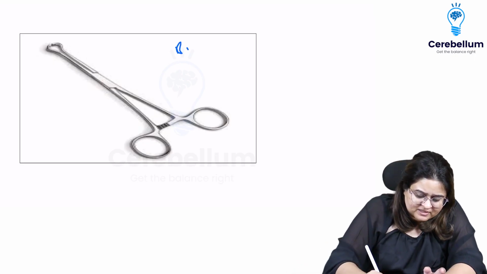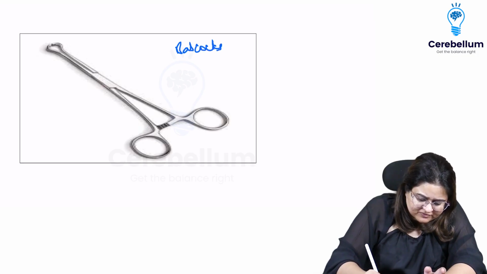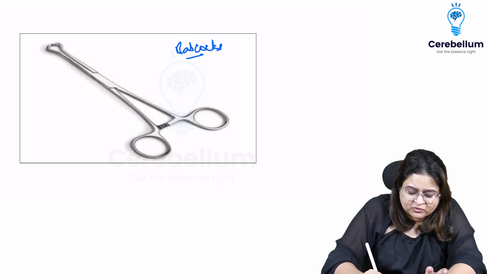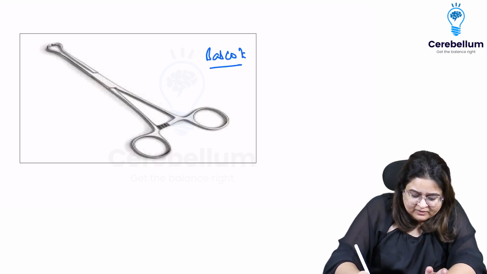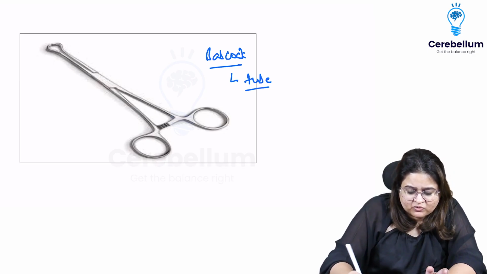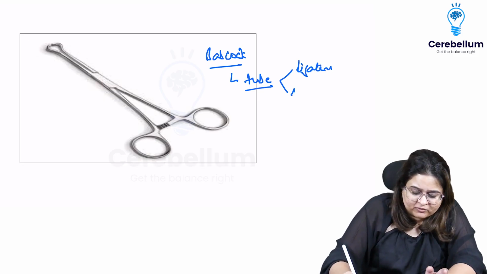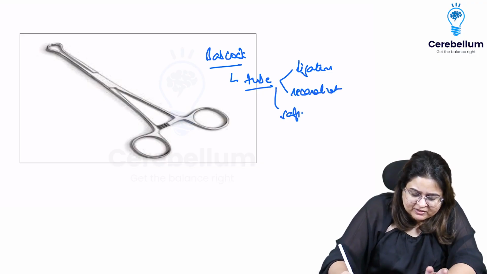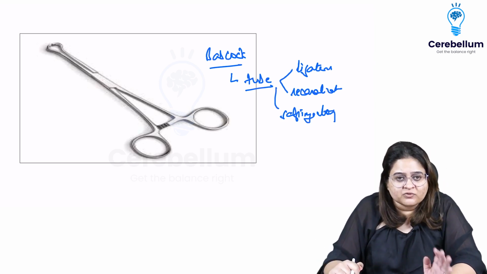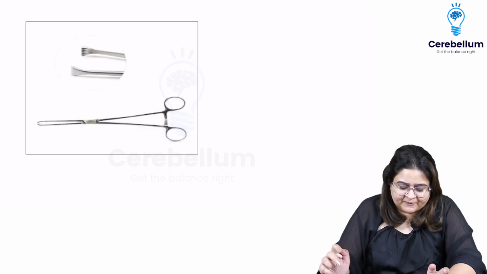What is this? This is a Babcock's forceps. Not very clear, but the end is atraumatic. That's important. It is used to hold delicate structures, and in gynecology we use it to hold the fallopian tube for either fallopian tube ligation or fallopian tube recanalization, or when you're doing a salpingectomy, say in an ectopic pregnancy, you will hold the fallopian tube using a Babcock's forceps.